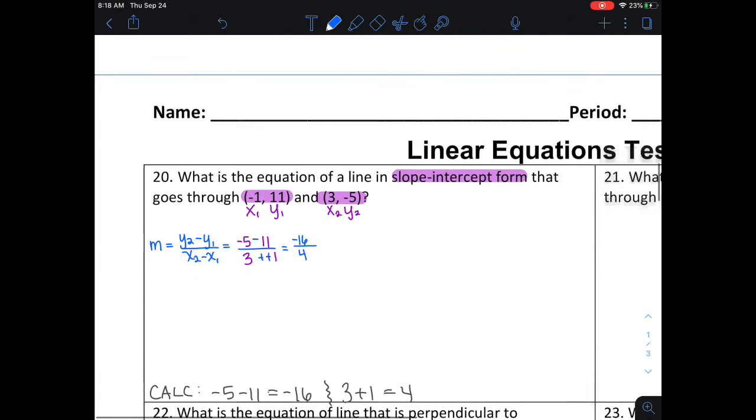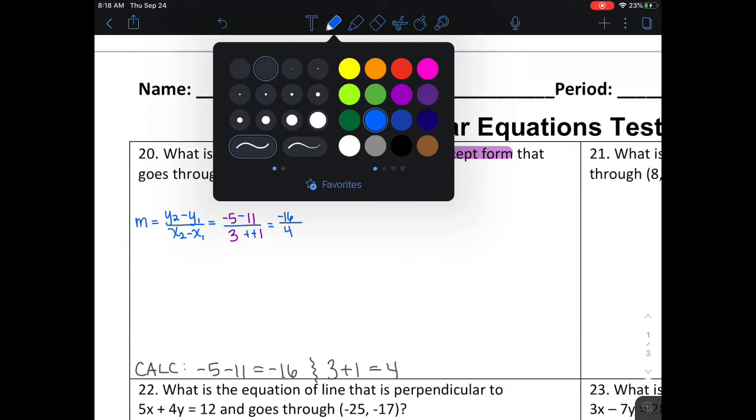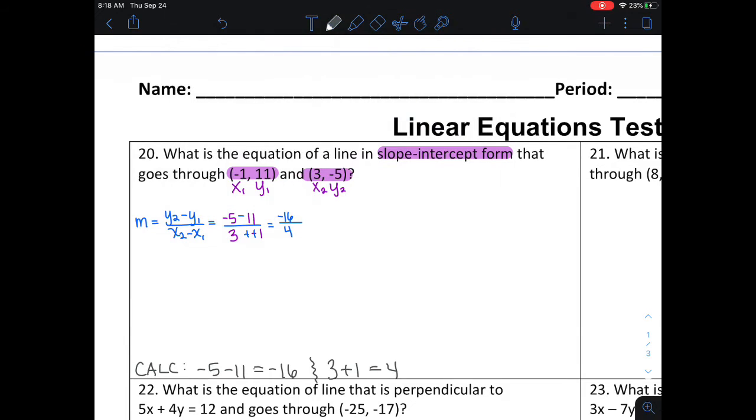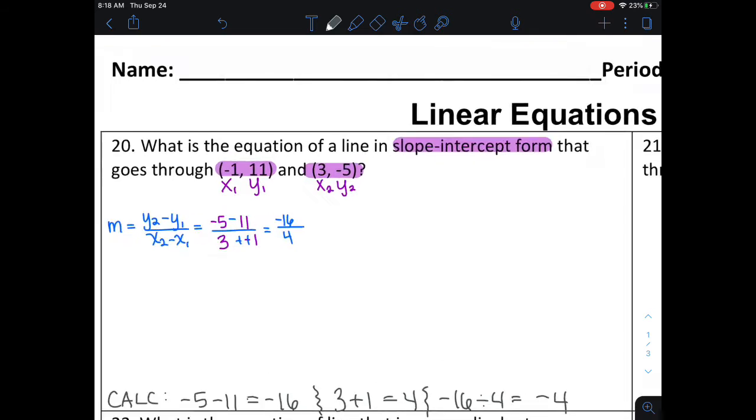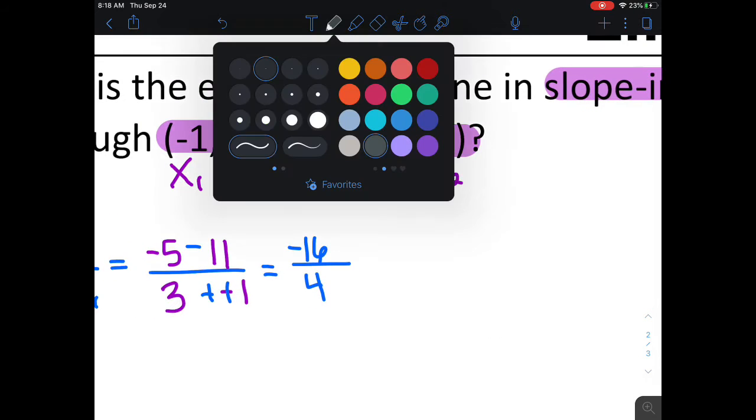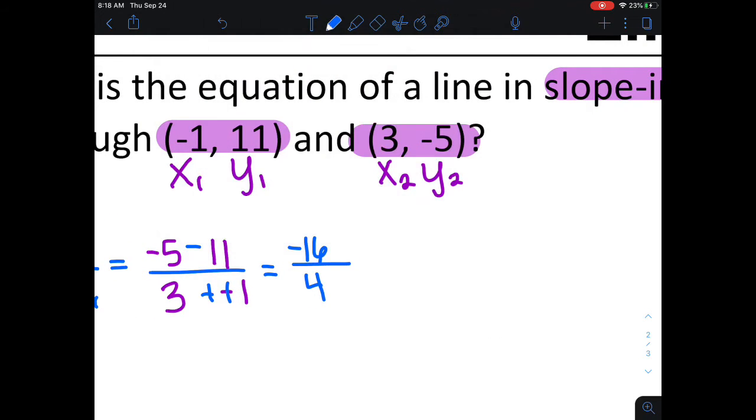So if you were to type that into your calculator, let's just say you're not very good at fractions and you need some help, you would just type negative 16 divided by 4. A fraction is just fancy division, fancy looking division. Anyway, you should get negative 4. No fraction, no decimal. As long as you don't have a decimal, you're fine. Even if you did have a decimal, I will still accept the decimal for slope. All right, so that's negative 4, and that is the slope.